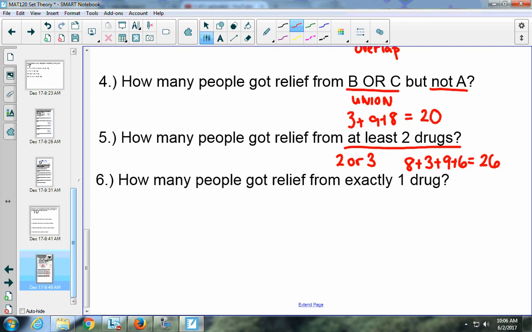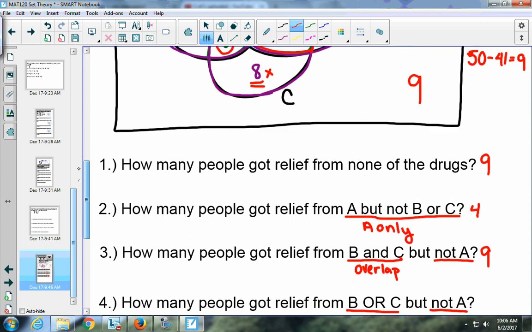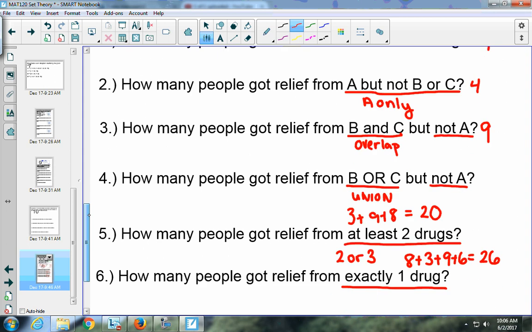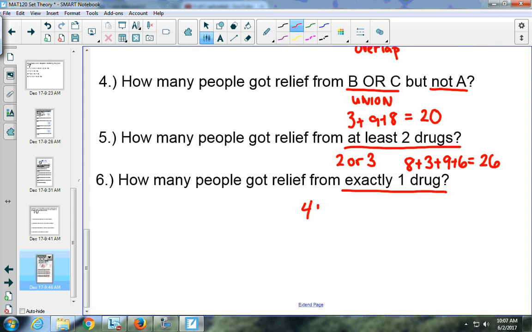If we want how many people got relief from exactly 1 drug, that's when we want this 4, 8, and 3. They were the exactly 1 drug people. So our 4 plus 3 plus 8 gives us 15 people that got relief from exactly 1 drug.